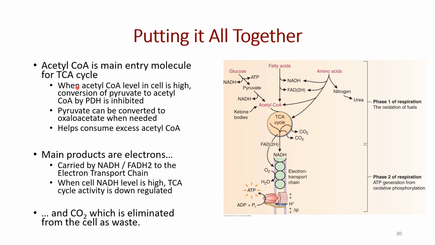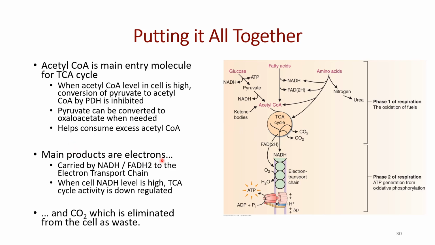So let's put it all together here. Acetyl-CoA is going to be that main entry molecule for the TCA cycle. When I say main, that's to remind you that pyruvate can be converted to oxaloacetate under certain conditions, and so that can bring pyruvate carbons in by an alternate pathway, but really acetyl-CoA is the main entry level. But we know that acetyl-CoA is going to be a very important molecule that will be sensed by the PDH enzyme. If acetyl-CoA levels are high, you won't use that acetyl-CoA to do more TCA cycle.